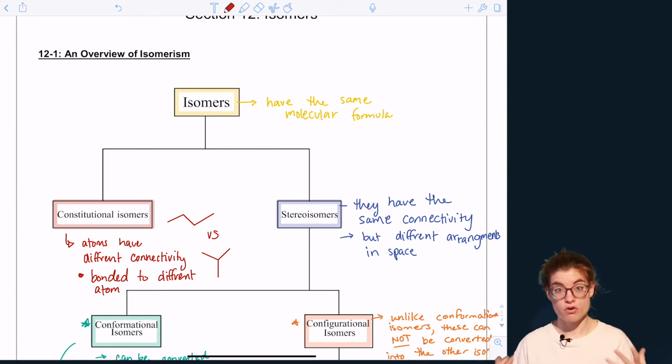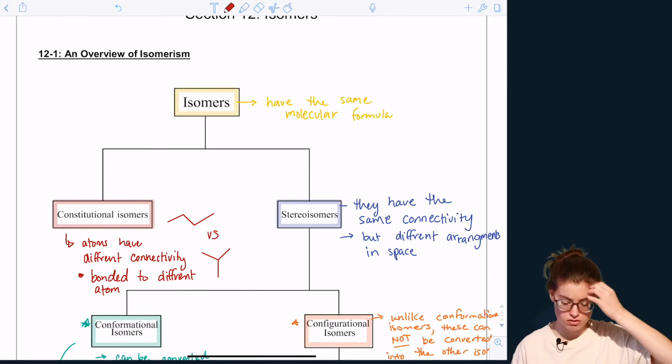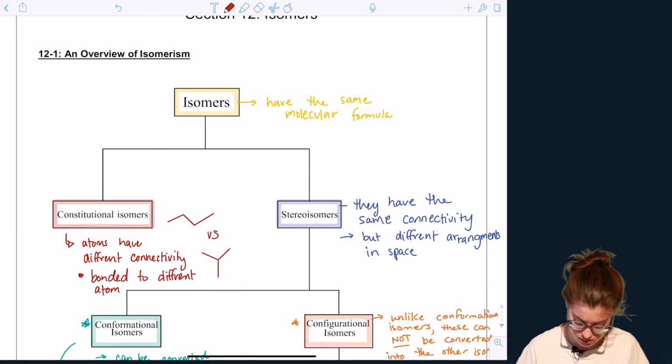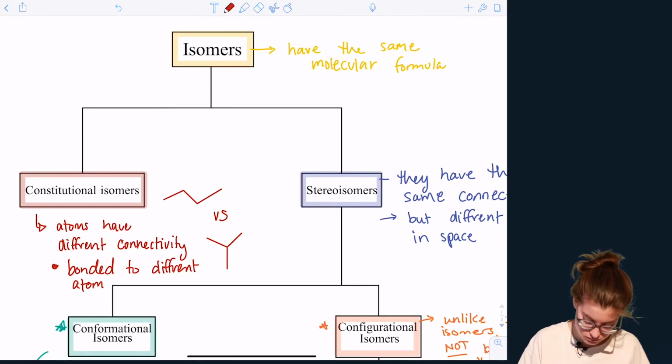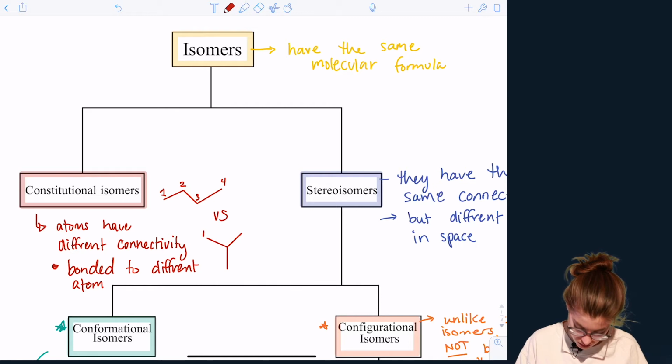Constitutional isomers, of course, have the same molecular formula because they're isomers, but their atoms differ in connectivity. In other words, the atoms are bonded to different partners, if you will. So here I have an example to help us visualize it. If I call this carbon 1, this carbon 2, this carbon 3, this carbon 4.